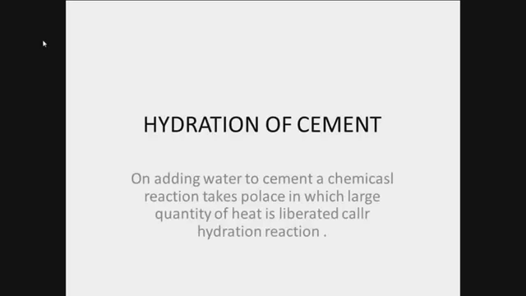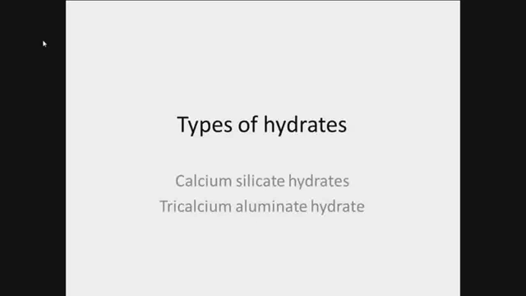In modern cements, the total amount of calcium silicate hydrate varies from 70 to 80%. The rates of hydration of tricalcium silicate and dicalcium silicate. Now we have two types of hydrates, the calcium silicate hydrates and tricalcium aluminate hydrates. When we talk about the calcium silicate hydrates, there are two main calcium silicate hydrates which are formed by hydration of tricalcium silicate and dicalcium silicate.